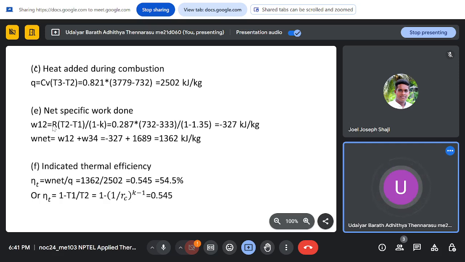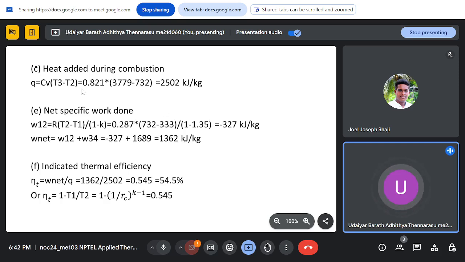Again, a similar adiabatic process, so the same expression R (T2 minus T1) divided by 1 minus gamma. Substituting the temperatures, 0.287 into 732 minus 333, which is the inlet value that was given, divided by 1 minus 1.35, which comes out to be minus 327 kilojoule per kg. It is negative because that work is given to the cycle for compression to happen.